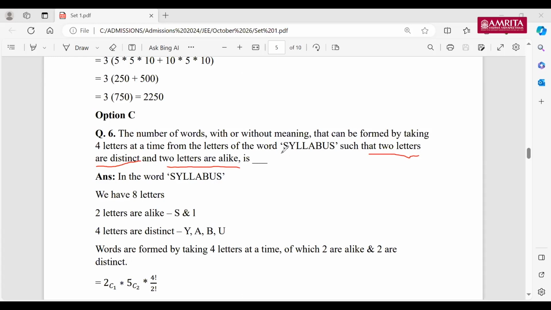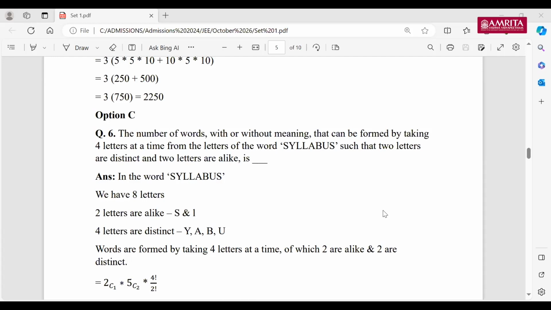So I have an 8-letter word. I'm going to take 4 at a time and make as many combinations as I can, satisfying the 2 conditions. The first one is 2 letters are distinct and 2 letters are alike. So how many words will I be able to form? That's what the question is. How many words will I be able to form in this part? So yes, I think some part of the answer is visible.